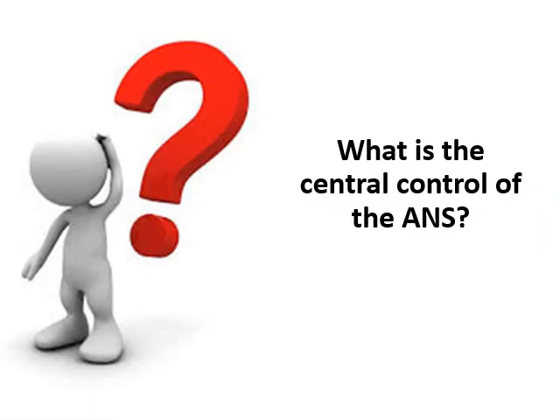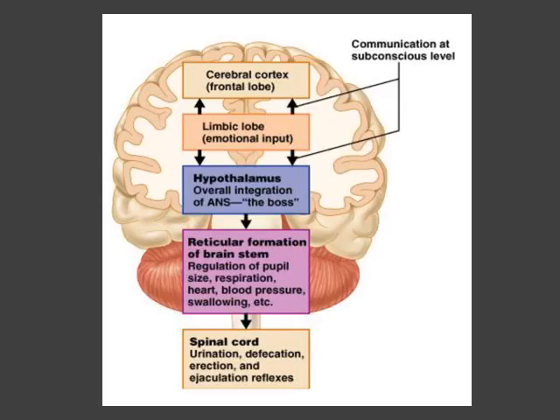Now, coming to an important question. What is the control of the visceral reflexes of the autonomic nervous system? That's to say, what is the central control of the autonomic nervous system? The answer to this is that the levels of the autonomic integration within the central nervous system are variable. Simple reflexes are integrated in the spinal cord, such as urination, defecation, erection, and ejaculation reflexes. More complex reflexes are integrated at higher level in the central nervous system.